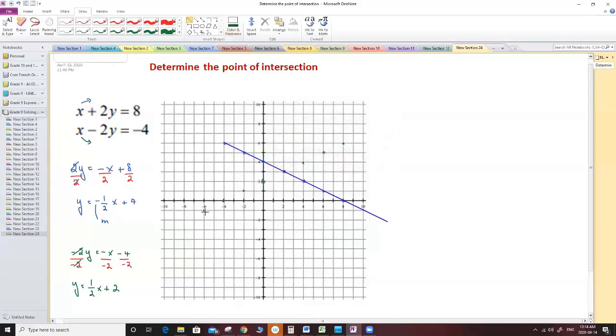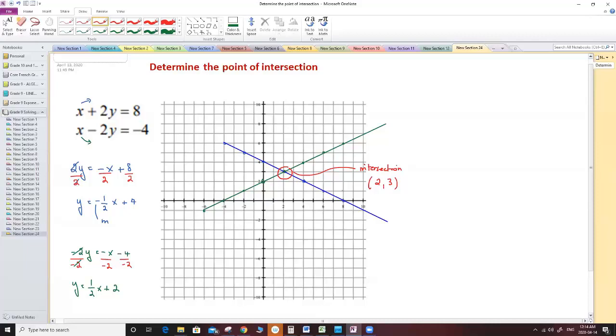I switch the color to green to make sure I understand that this is the second line. And I try my best to make this line pass through all the dots that I created. Here it was very clear for me from the beginning when I found this point, and here it's really my intersection point. And this intersection point is at (2, 3). So I answer the question by saying the intersection point of these two equations is (2, 3).